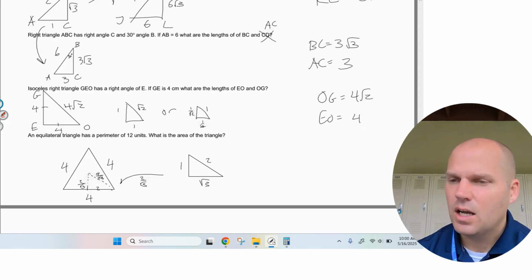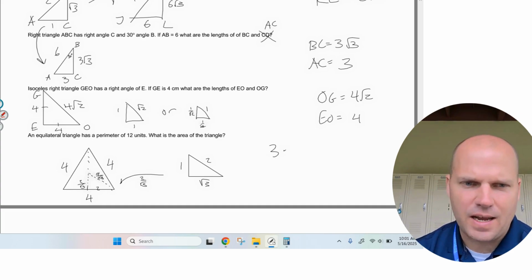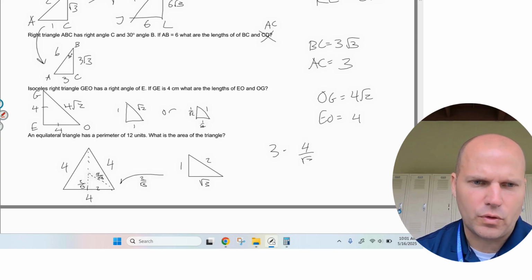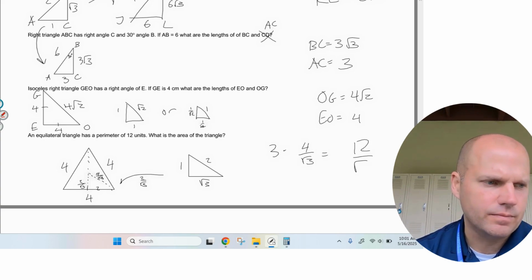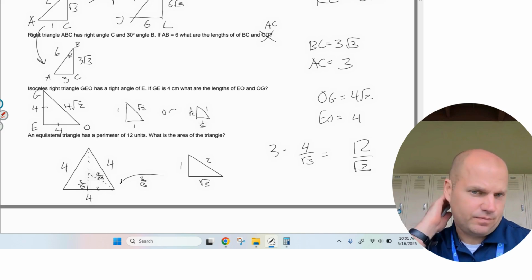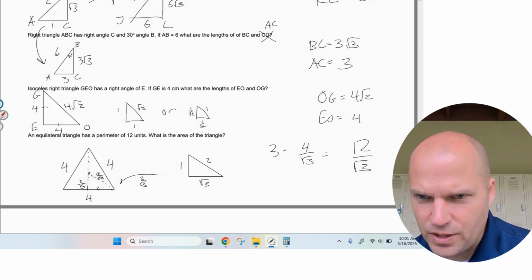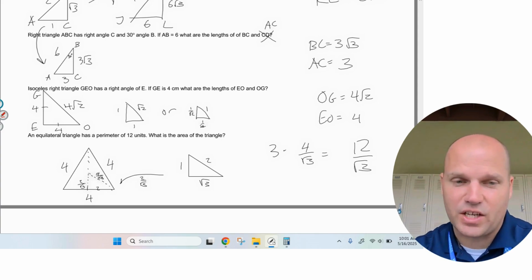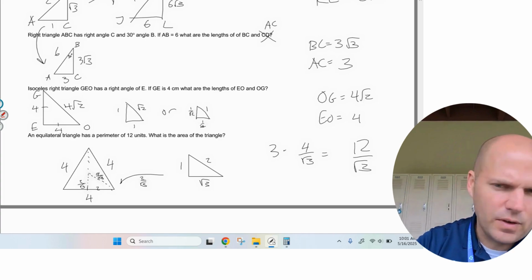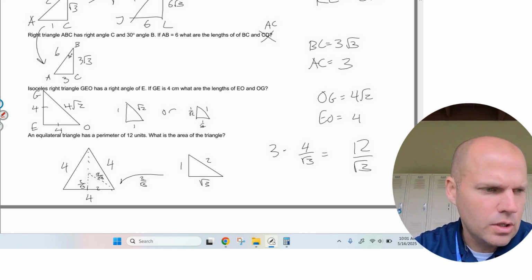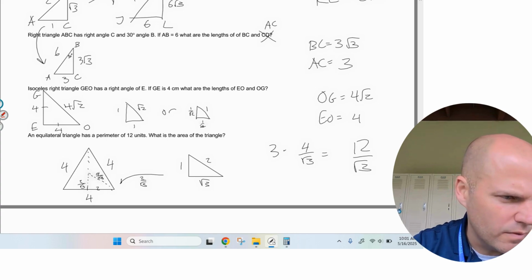Cool. I have 3 of these triangles, so I do 3 times half of my base times the height, so 4 over root 3, so I have 12 over root 3 as my answer. You could also say this is 2 over root 3 and this is 4 over root 3, which means I have 6 over root 3, so I have half my base, which is 2, times 6 over root 3, which is 12.